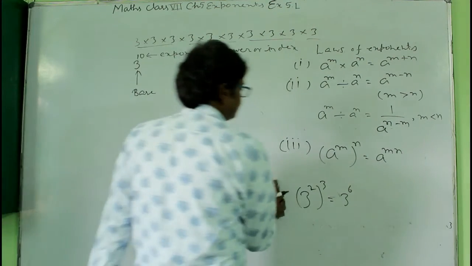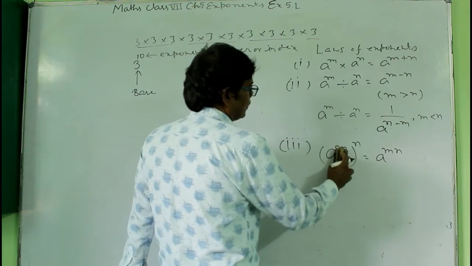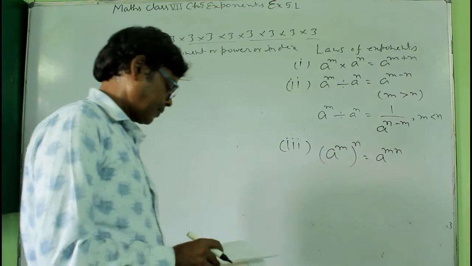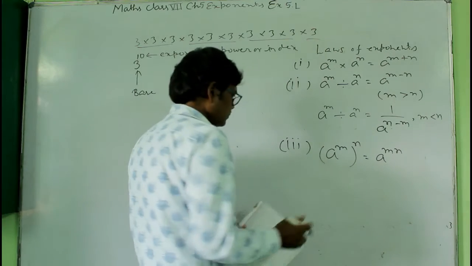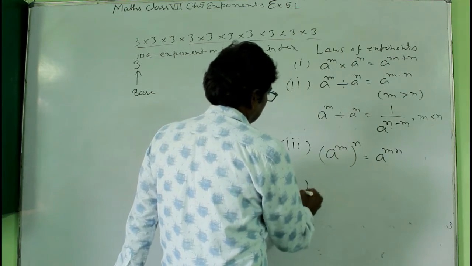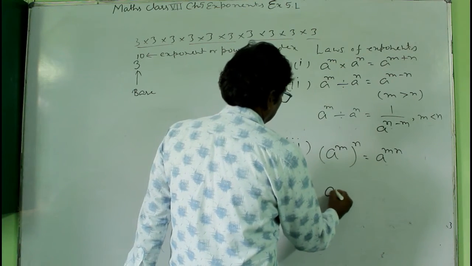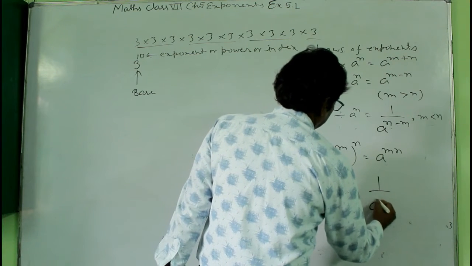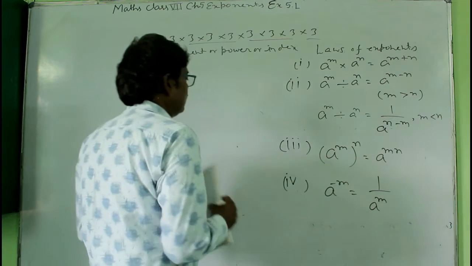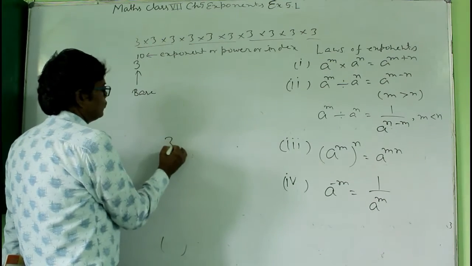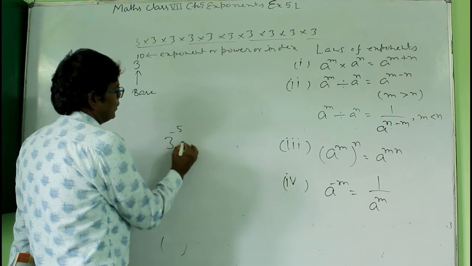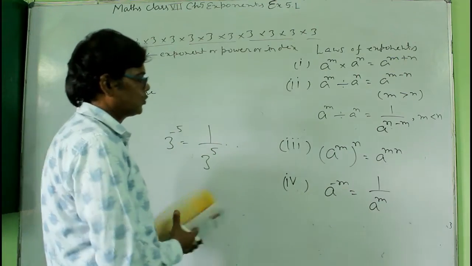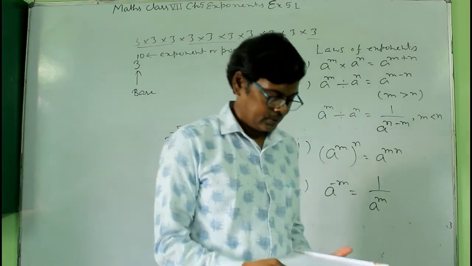And this power and this power will be multiplied. So this is also the law. Then you have number 4: if you have a to the power minus m, that will be equal to 1 by a to the power m. For example, 3 to the power minus 5 will be equal to 1 by 3 to the power 5. Okay, we will write like this. So this is also a formula.